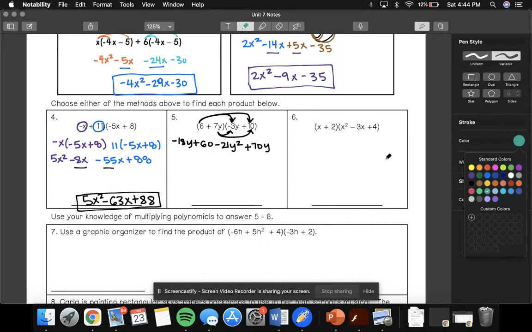Okay. Now I'm going to see if I can combine anything. It looks like I can combine my y's. Now when I rewrite this, I'm going to rewrite it in standard form, so I'm going to start with the highest exponent. Negative 18y plus 70y, which would become positive 52y, and then plus 60.